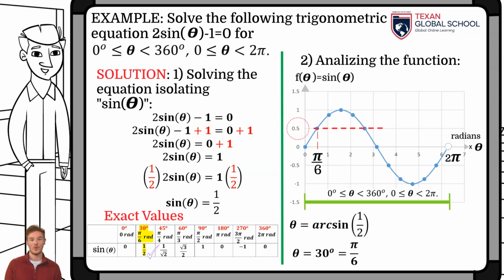However, to the value of 1/2, there is also a second element of 5 pi sixths. In this way, we get two solutions for this trigonometric equation: when theta equals 30 degrees or pi sixths, and when theta equals 150 degrees or 5 pi sixths.